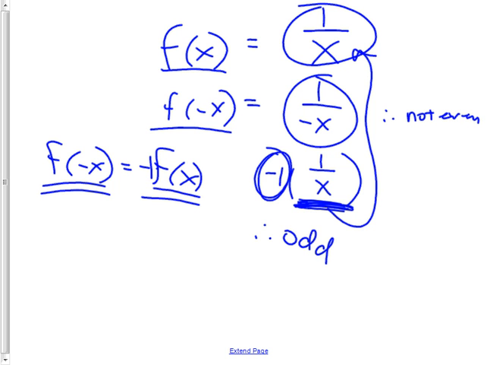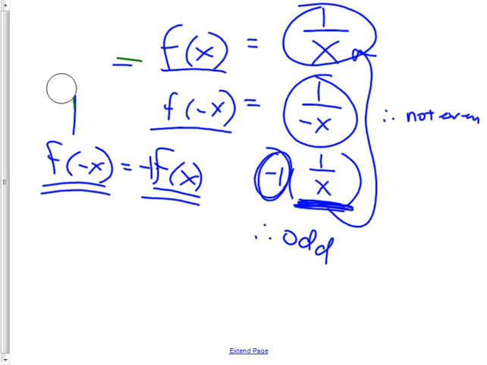Now I want you to think about the picture of it. Do you remember what 1 over x looks like? It's the fraction function. It looks like this. Remember this one? And does it have odd symmetry? It does, because if you go right through the origin, boop, there's a point there. Take this one, go through the origin, boop, there's a point there. See what I mean? It's got odd symmetry, so it makes sense that it would be odd.